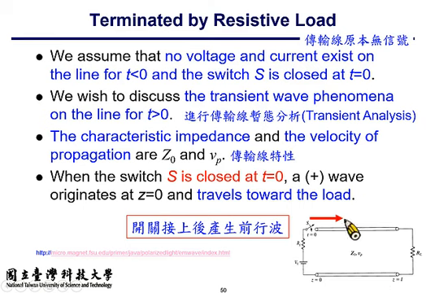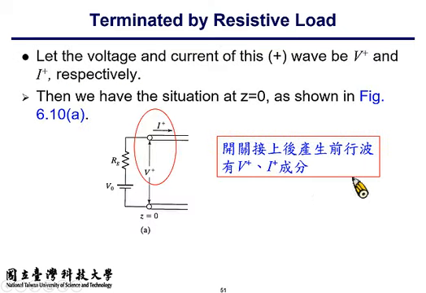And you notice that the transmission line is described in terms of the characteristic impedance Z sub 0 and the velocity of propagation Vp. When the switch is closed at t equal to 0, a positive-going wave originates from the left side, that is z equal to 0, and starts to travel toward the load, from left to right. And the question is, can you figure out the magnitude of this V plus signal, or the forward voltage?